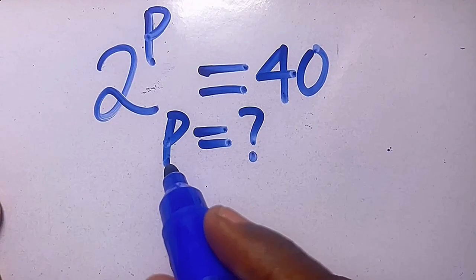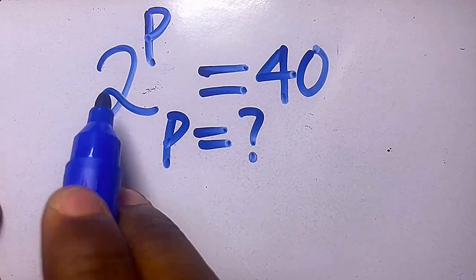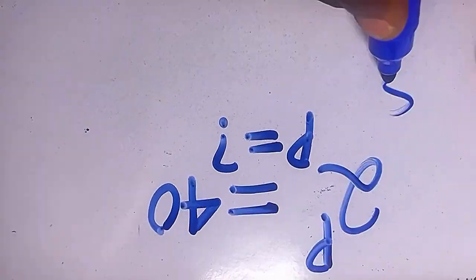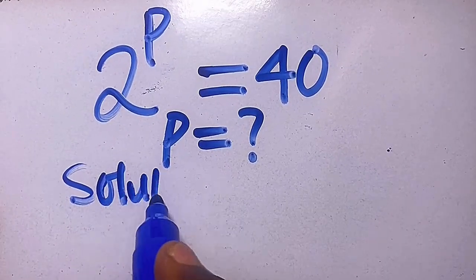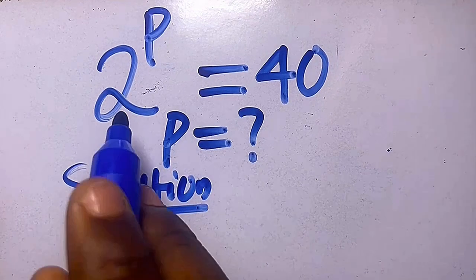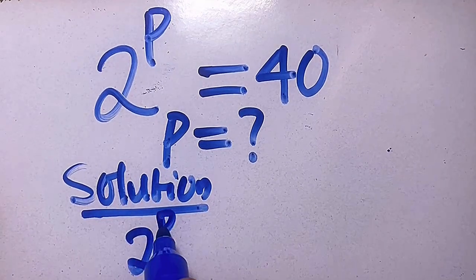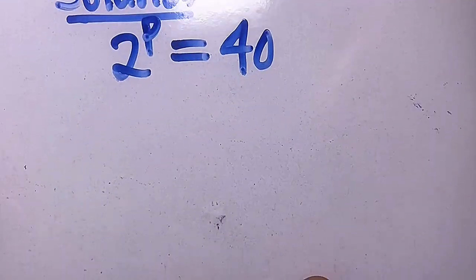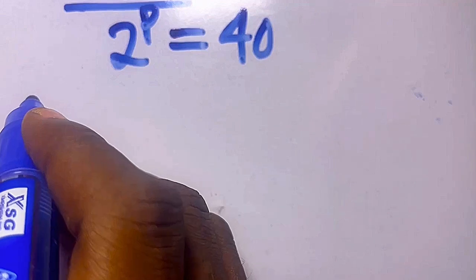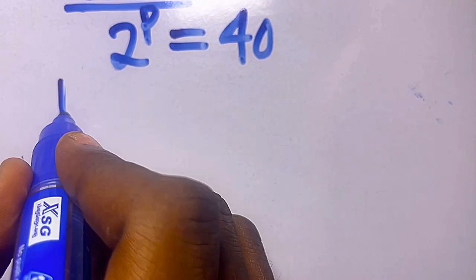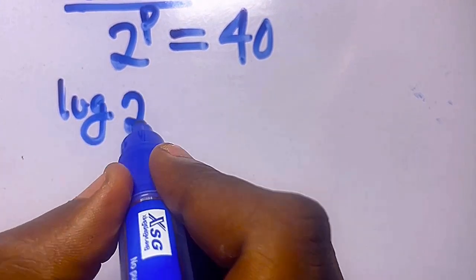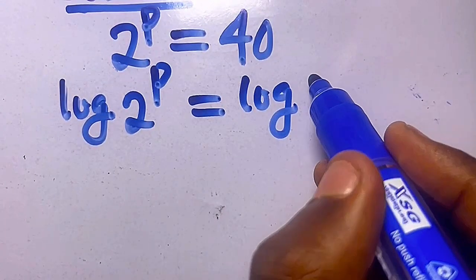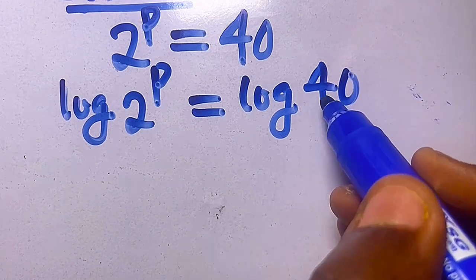Welcome to Mathmetrics. We want to solve for p in 2 raised to power p equals 40. So let's say solution. We have 2 raised to power p equals 40. So from here, we introduce log to both sides. So we have log 2 raised to power p equals log 40.